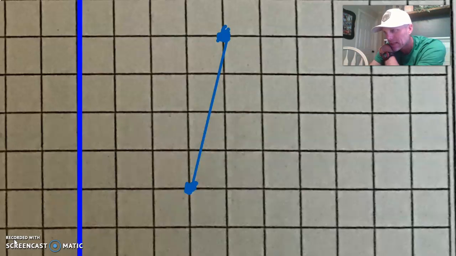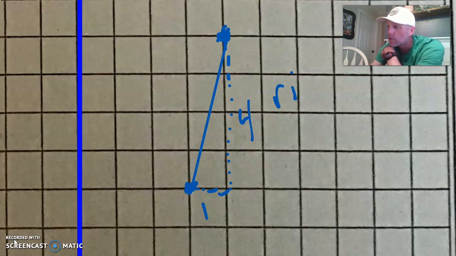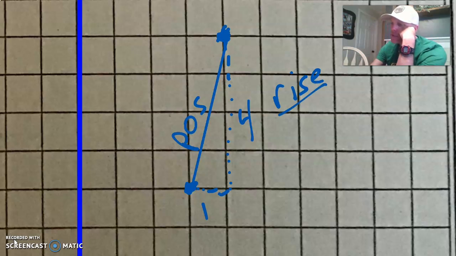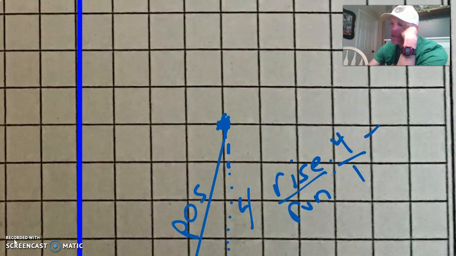I'm going to zoom in. I'm going to turn this into that triangle. How wide is it? It's 1. How tall? 1, 2, 3, 4. 4. It is positive as it's going up. Rise over run. It is rising 4, running 1. What does that equal? Just equals 4.